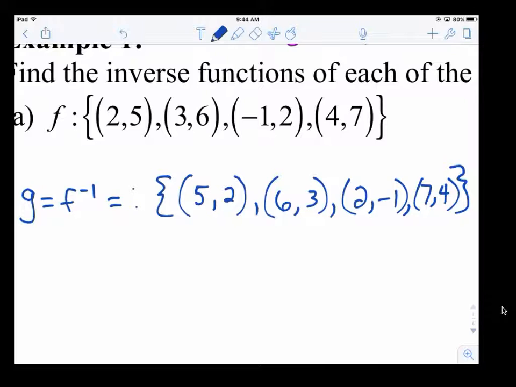Because f and g are inverses, again, this point corresponds with that point. This point corresponds with that point, and so on.